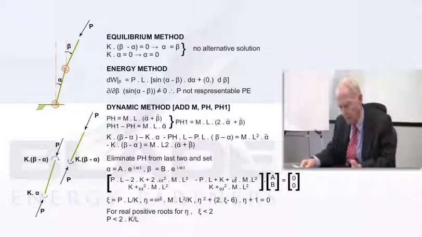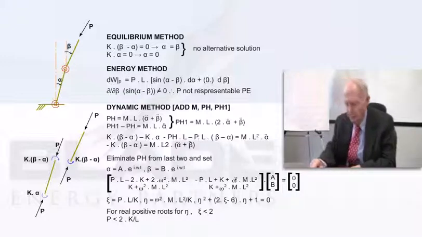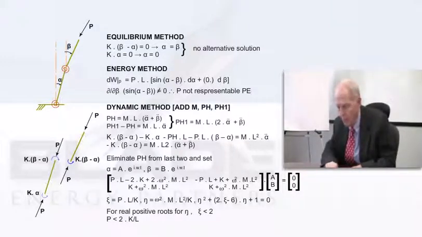And you come out with a number for the load. The load has to be less than this value in order to avoid the determinant being 0, and it's less than 2k over L. So the equilibrium method really didn't resolve anything. The energy method is not valid, and the dynamic method works okay.